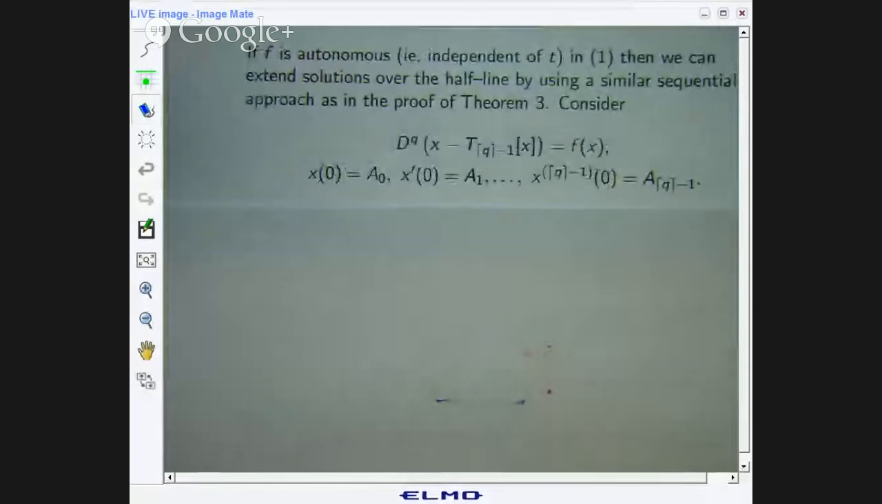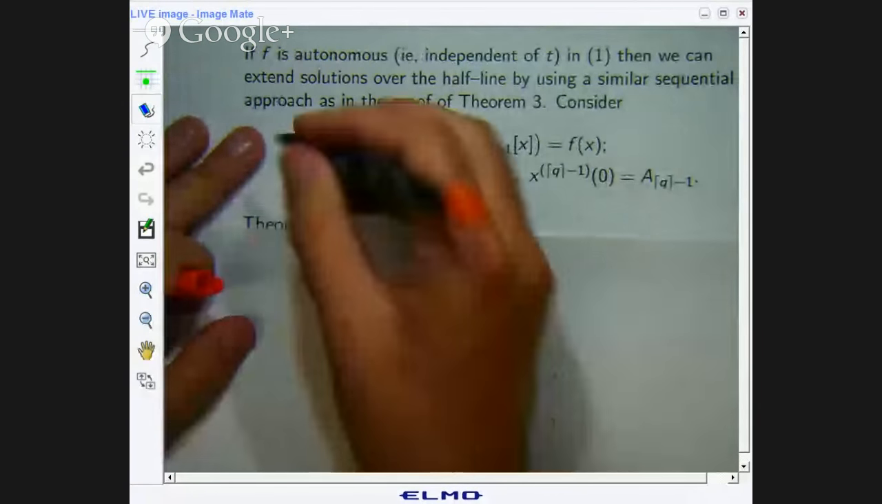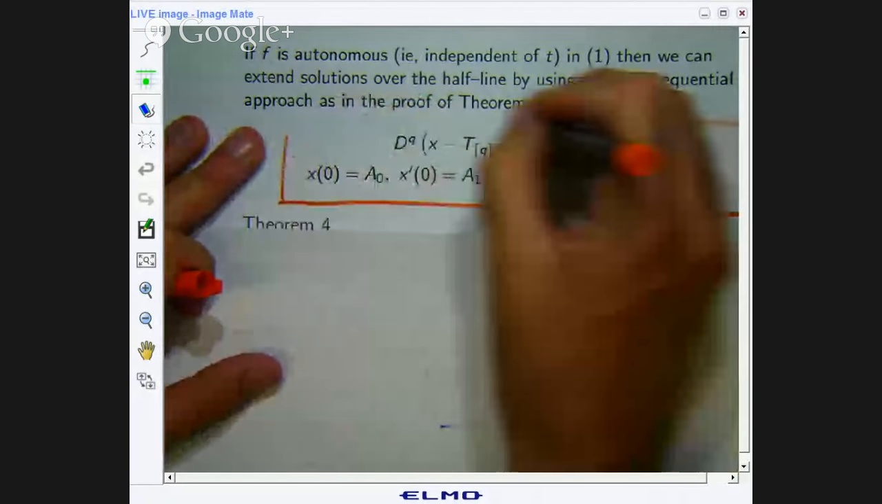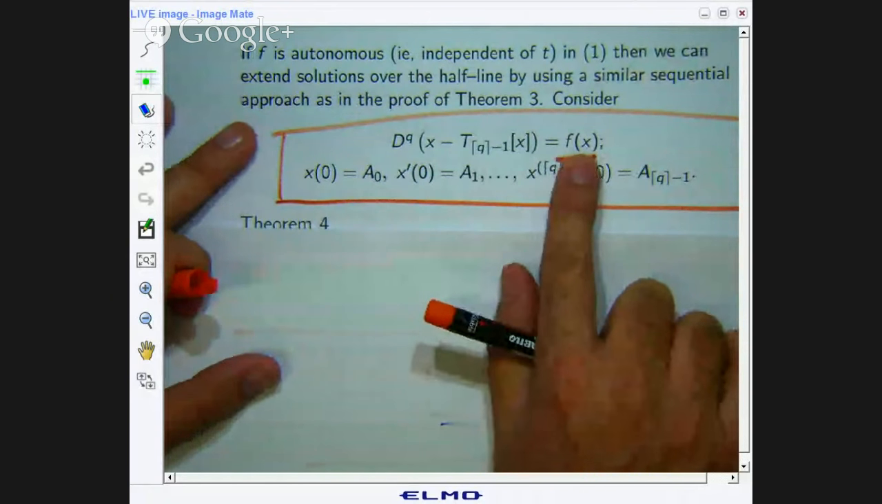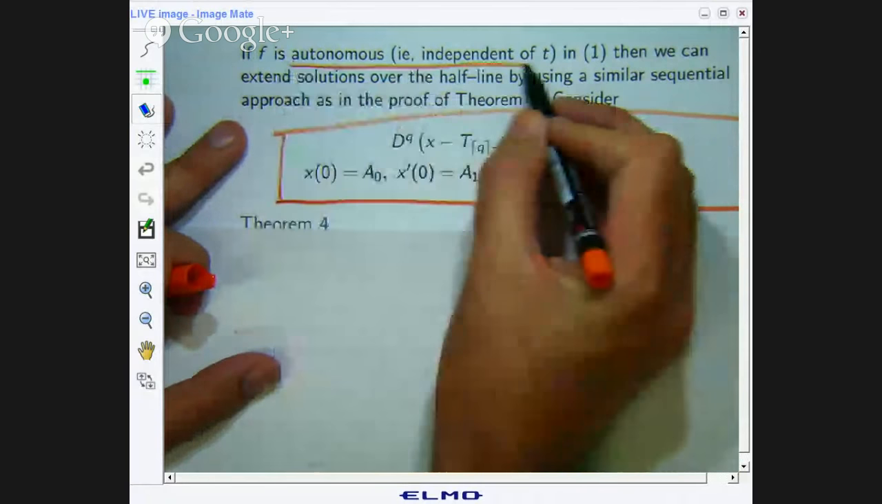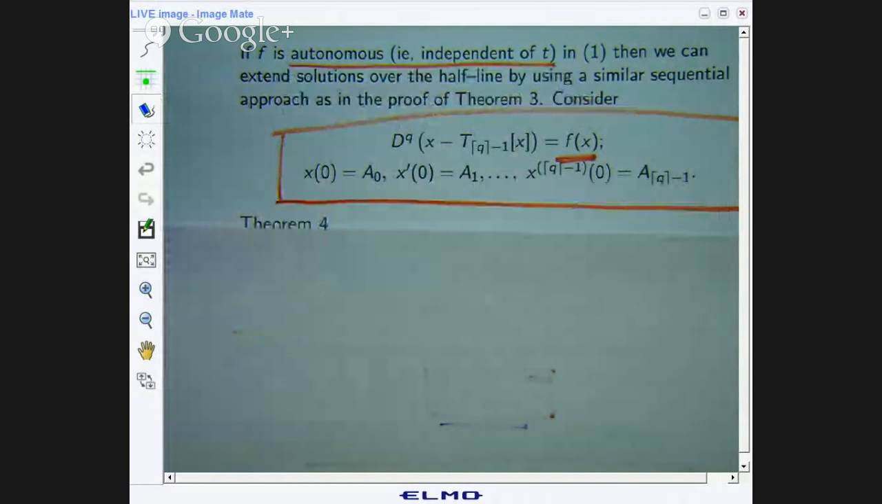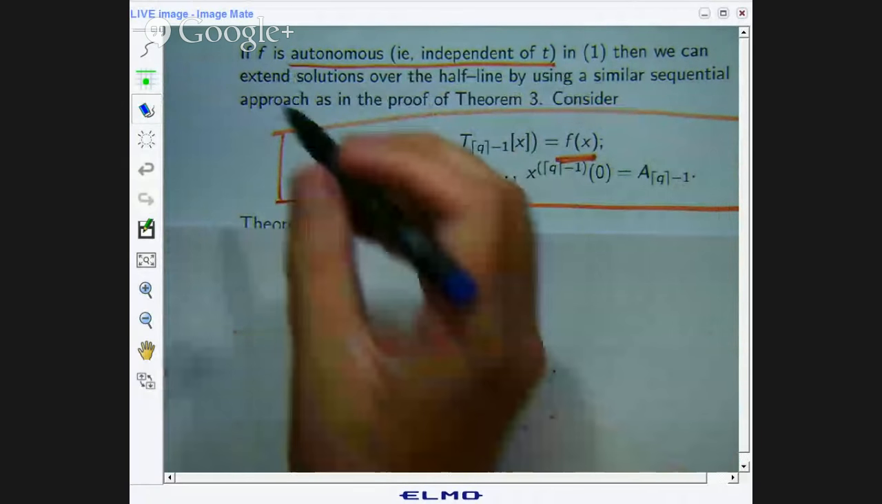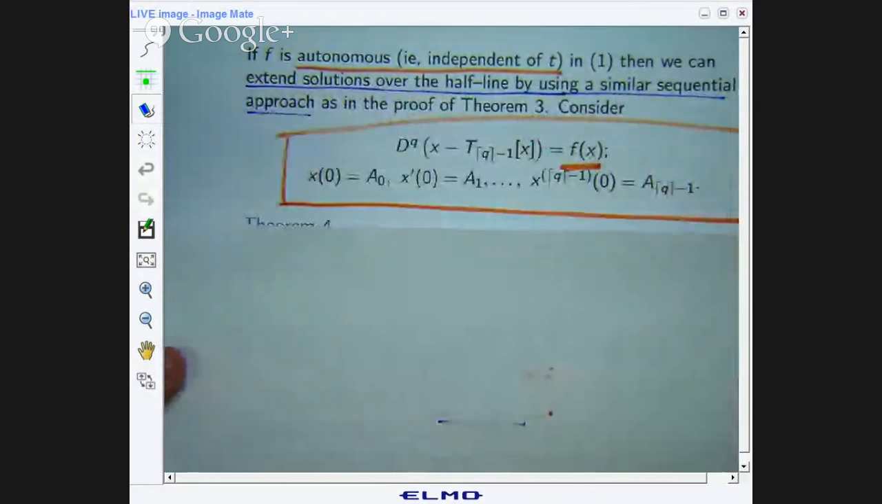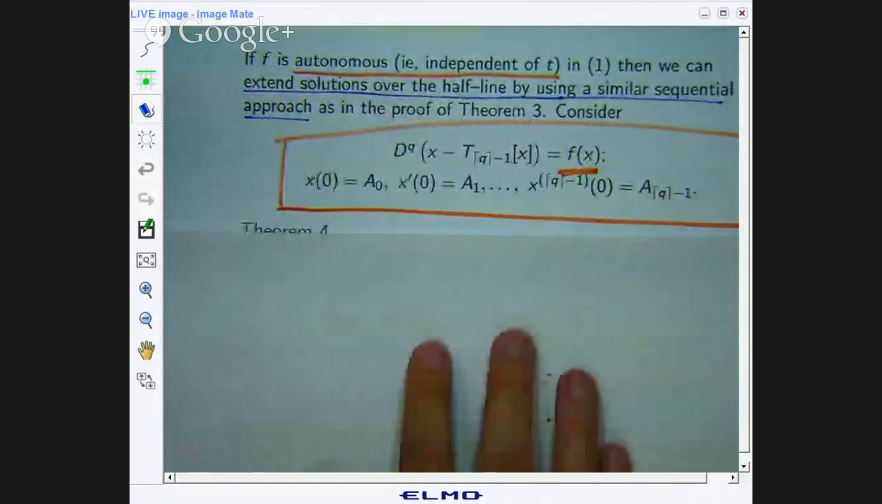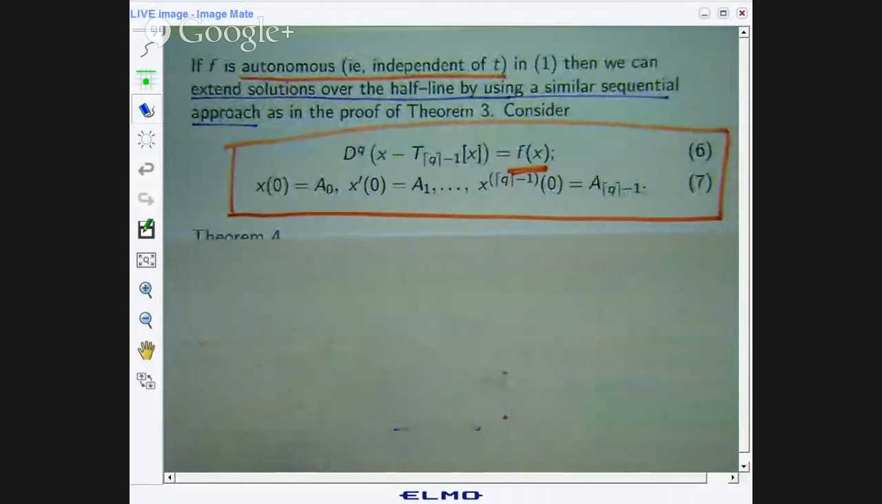Okay, so if f is autonomous, you can see here f just depends on x, not t. All right, so when we talk about independent of t, we say autonomous. Now, in this case, we can extend solutions over the half line by using a similar approach as in the proof of Theorem 3. So let me just talk you through that. I'm not going to do a full proof, okay?